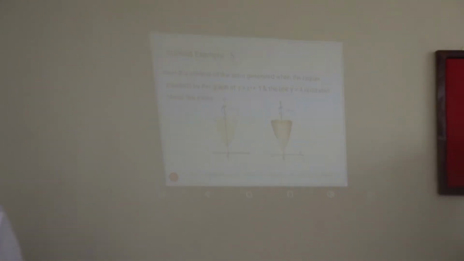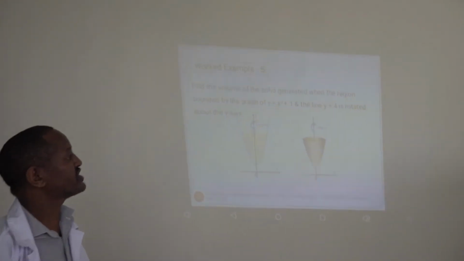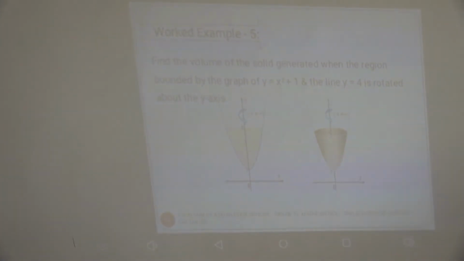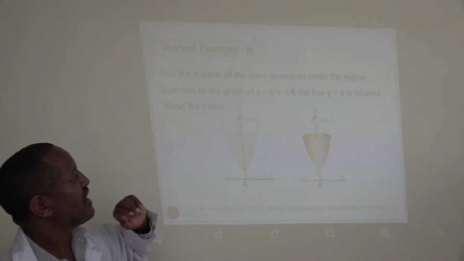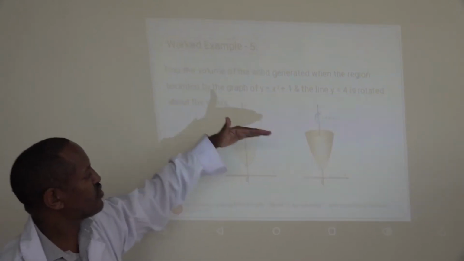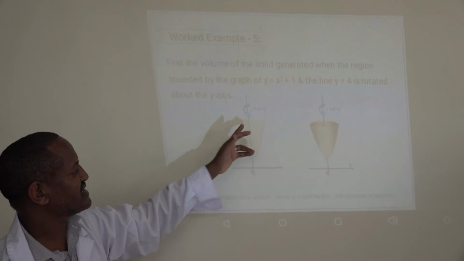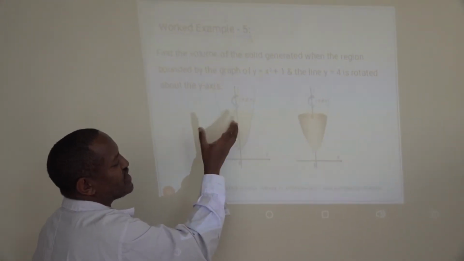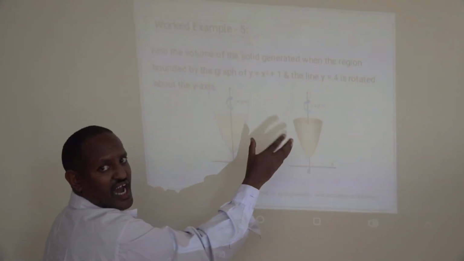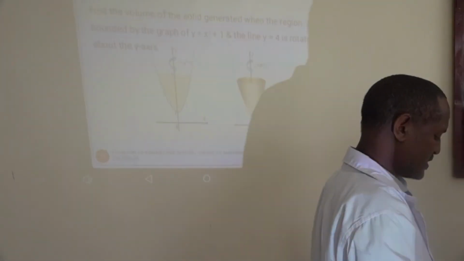Now let's pass to the next example. Find the volume of the solid generated when the region bounded by the graph of y equals x squared plus 1 and the line y equals 4, this horizontal line, is rotated about the y-axis. Now, if you rotate this region about the y-axis, we'll have such kind of cup-like solid figure. Now, let us see how to find the volume of this solid.